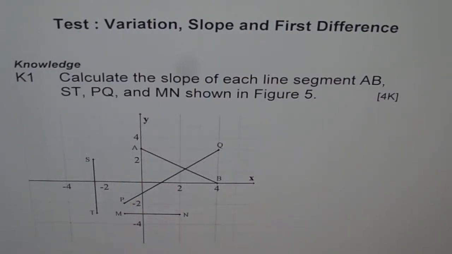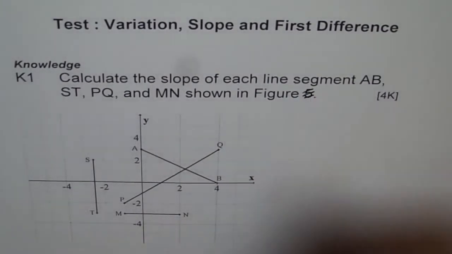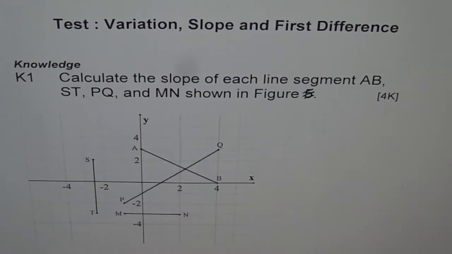ST, PQ, and MN shown in this figure. Well, it's just this figure, right? Now go ahead, answer the question, and then look into my solution. I'm not really calculating all the values here, but I'll try to teach you how to do it, okay?